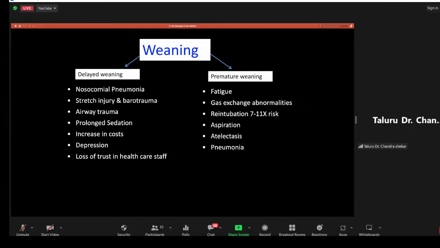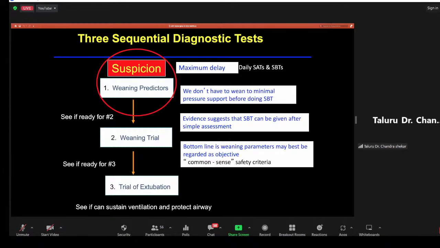So then going into weaning. Any premature weaning also is risky. Delayed weaning also has its own set of risks. I'll not go into it, it's quite obvious. So here, the most important thing the studies have shown is the suspicion for weaning. We always say that the patient is not ready for weaning. So you have to be suspicious every day.